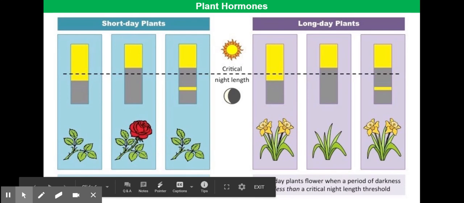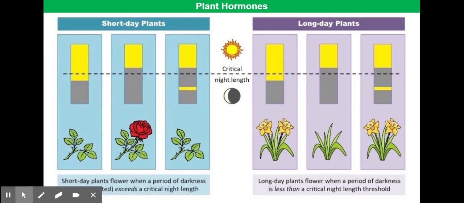So this is just showing that again, we've got our short day plants and we've got our long day plants. In short day plants, phytochrome far red is responsible for inhibiting flowering. And in long day plants, phytochrome far red is responsible for activating flowering.